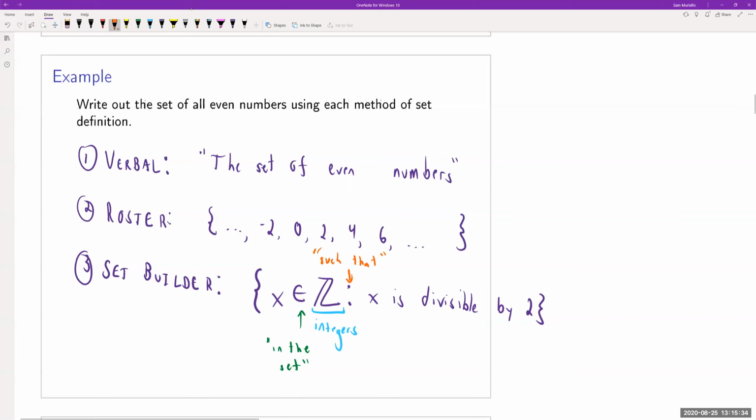We begin the first half with where x is from, and then the second half is a rule for x. And it doesn't have to be x. X is, of course, one of the most basic variables, so we'll use that frequently, but it could be any variable at all. Sometimes we might even need more than one variable, and we'll see that in the next section.